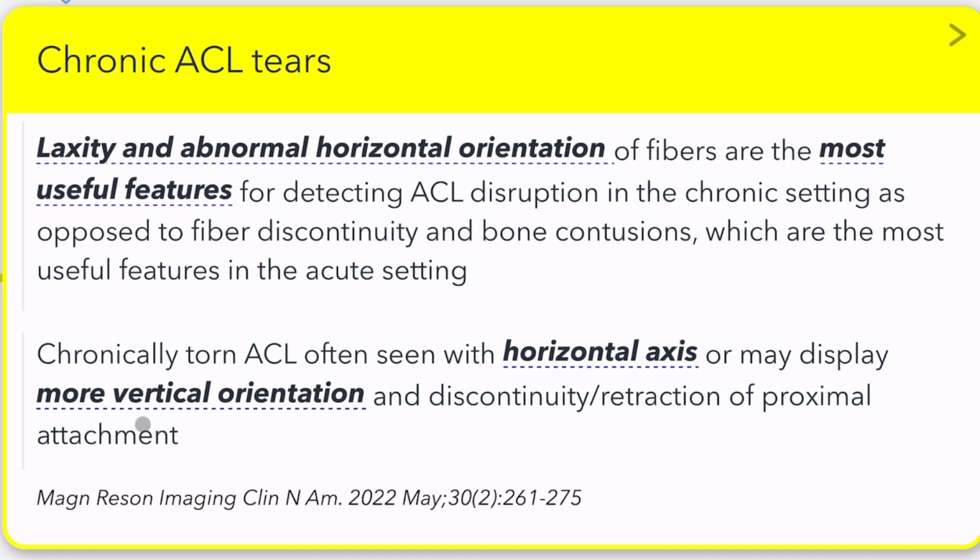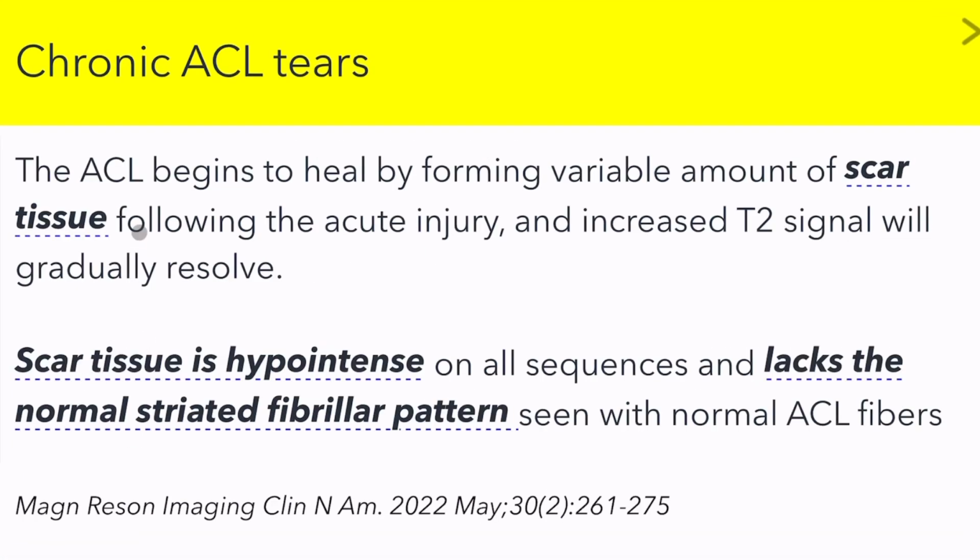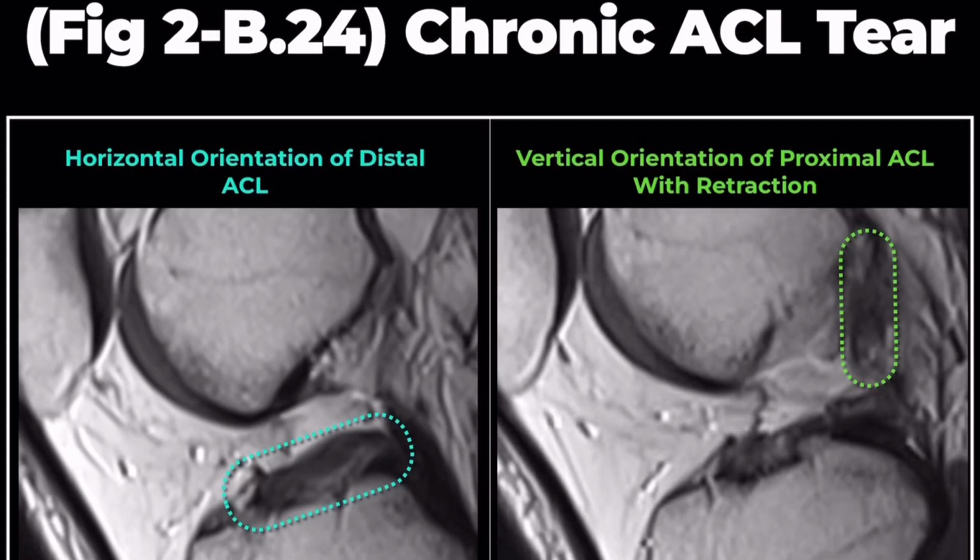Chronically torn ACL is often seen with the horizontal axis or may display more vertical orientation and discontinuity/retraction of the proximal attachment. Following the acute injury, the ACL begins to heal by forming variable amounts of scar tissue, which will gradually resolve the increased T2 signal. Scar tissue is hypointense on all sequences and lacks the normal striated fibrillar pattern seen with normal ACL fibers.